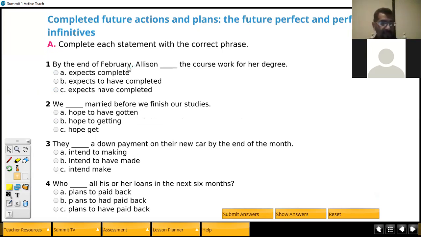By the end of February, Allison expects to have completed the course work for her degree? Expects to have, right? As is letter B. Okay, very good. 2.